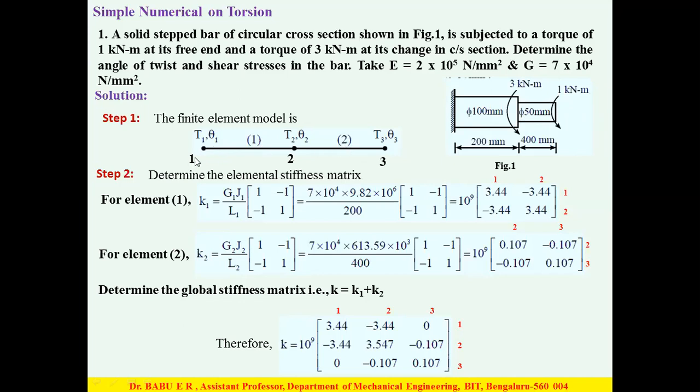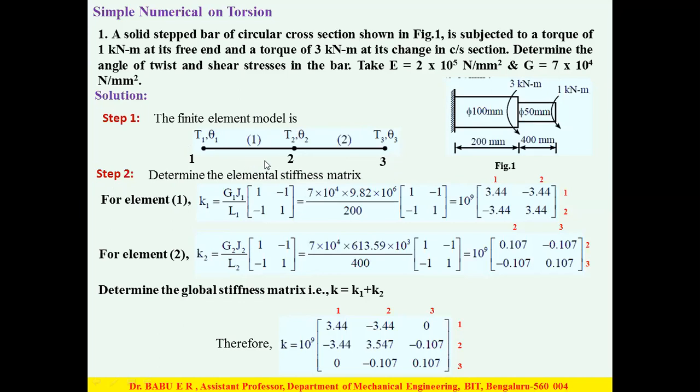Now let us assume that at node 1, the applied torque is T1 and the angle of twist is theta 1. Similarly, at node 2, the torque is T2 and the angle of twist is theta 2. At node 3, the torque is T3 and the angle of twist is theta 3. So this is step 1. Go to step 2: determine the elemental stiffness matrix for each element.